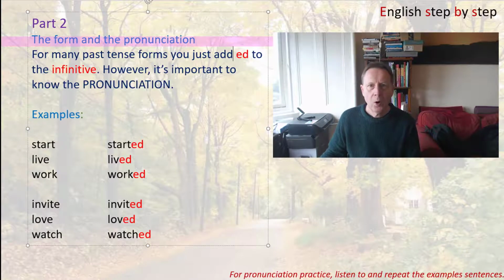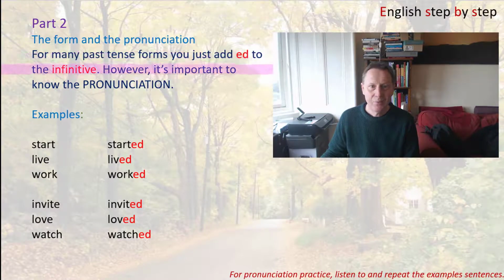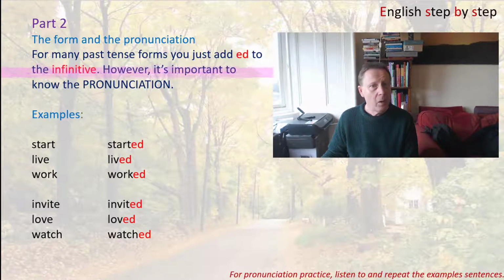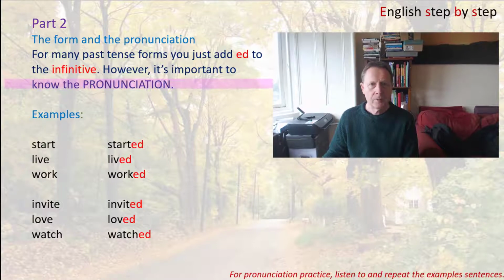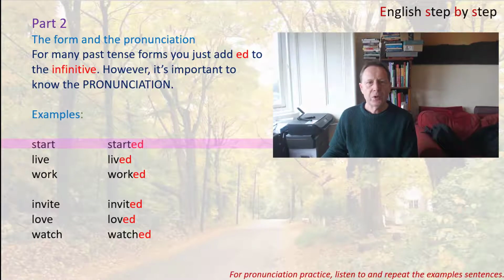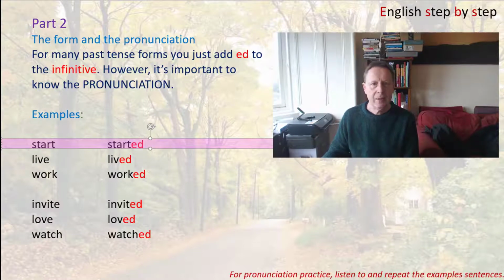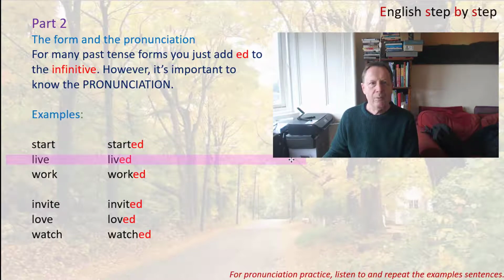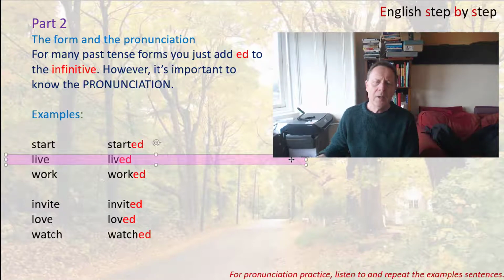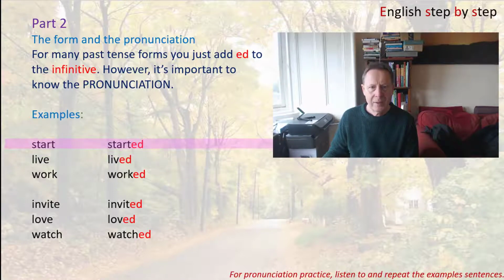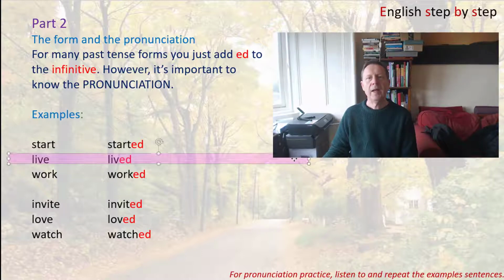For many past tense forms, you just add ed to the infinitive, that's the main form of the verb. However, it's important to know the pronunciation. Let's look at these examples. Start, started. Now that's quite easy because it's just id at the end there. Now this one here, live, lived. Sometimes students make a mistake and they say lived, like started, instead of lived. So we'll look at more examples like that where you don't pronounce the e.